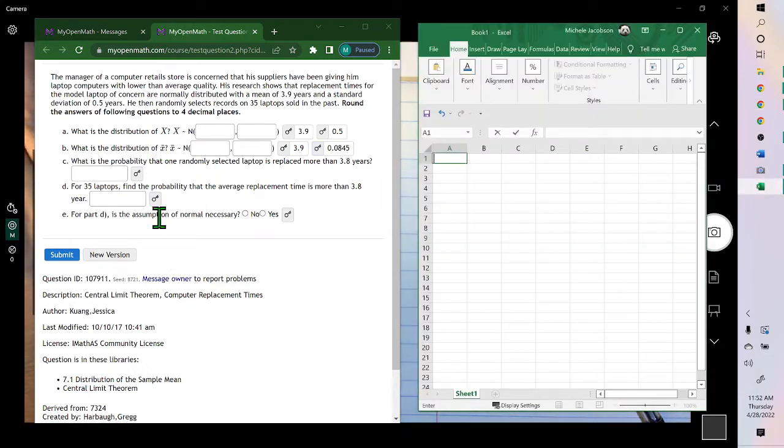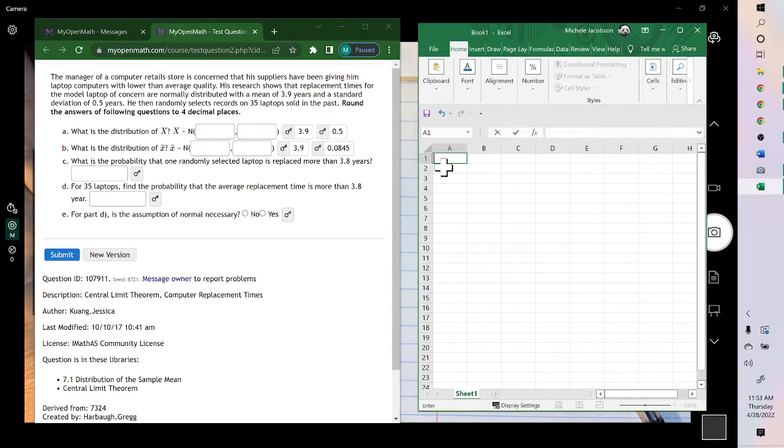Now when we're solving the problems then, notice in the first one, it says, what's the probability that one randomly selected laptop is replaced more than 3.8 years? Notice the next one says, for the 35 laptops, find the probability the average replacement time is more than 3.8 years. So this one's using the sample. It will use mean and standard deviation from B. The first one is taking any one of the randomly selected, so it uses the mean and standard deviation from part A.